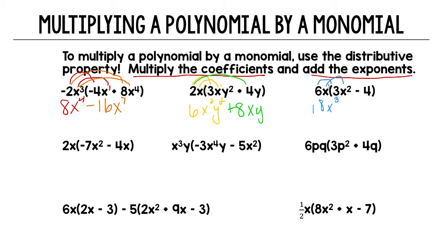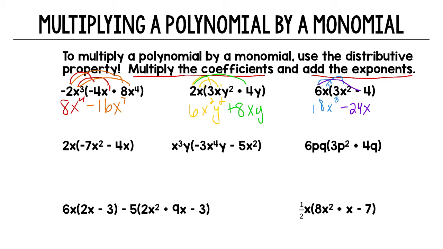And then, 6 times -4 is -24, and x just stays x. Try the next ones on your own. I think you can do it.